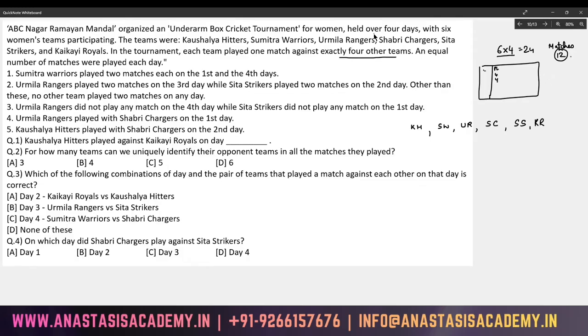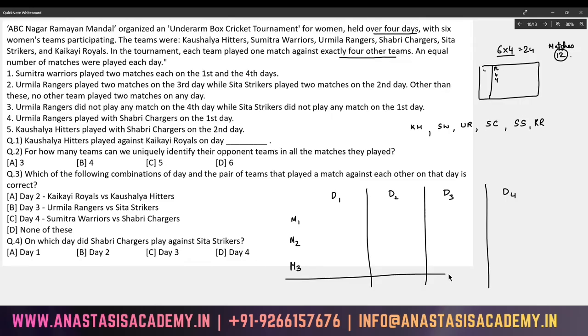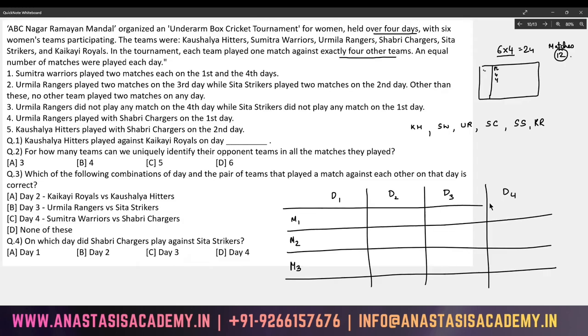Okay. And the tournament was held over 4 days. This is also told to us. An equal number of matches were played each day. So if there are 12 matches and the tournament is held over 4 days, an equal number of matches are played each day. I'm saying day 1, day 2, day 3, day 4. On each of these days, you're going to have match 1, match 2, and match 3. Each of these days, you're going to have 3 matches each. This is identified, this is known.